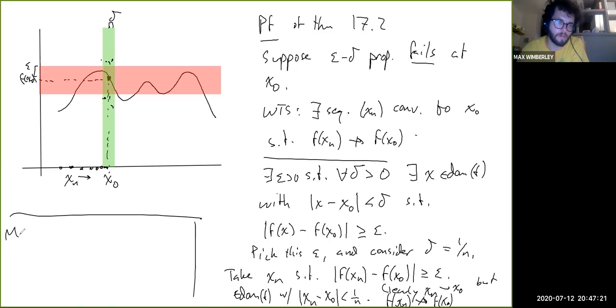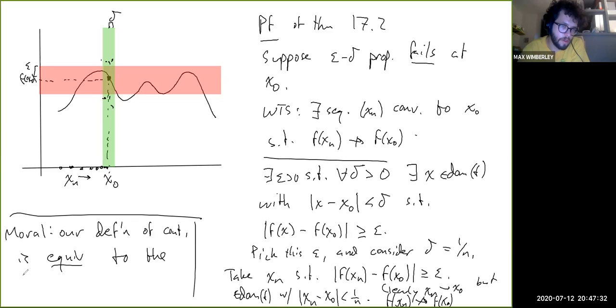So the moral is our definition of continuity is equivalent to the epsilon delta property. From this point on, if you assume that a function is continuous, you can just use whichever version of the definition you want, and it'll be fine. Although ideally, at least early on, you would make sure to cite the theorem or something like that. But eventually that won't really be a problem. We can take for granted that they're equivalent.